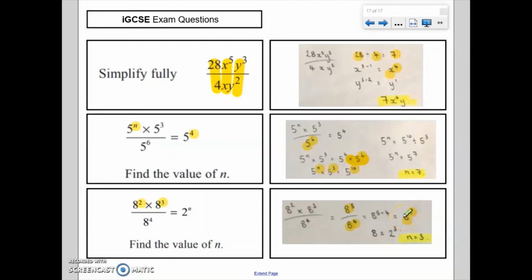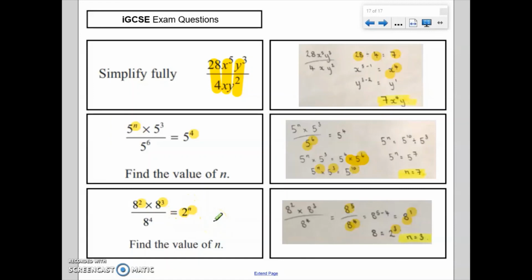That's a good answer. However, this question actually wants the base number to be 2. And we've ended up with the base number 8. But we do know that 8 is exactly equivalent to 2 cubed. So all I've done there is I've replaced the 8 with 2 cubed, because 2 cubed equals 8. So therefore, my value of n will be 3. So we're applying the laws of indices, and then we're just manipulating our answer to be given with a base number 2 rather than 8.